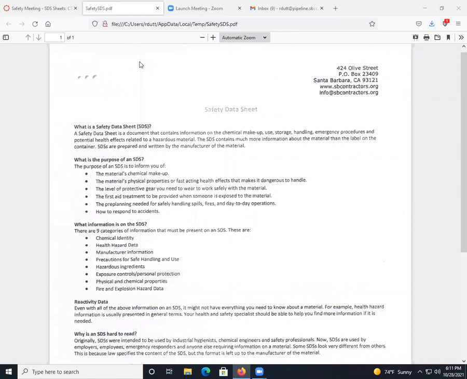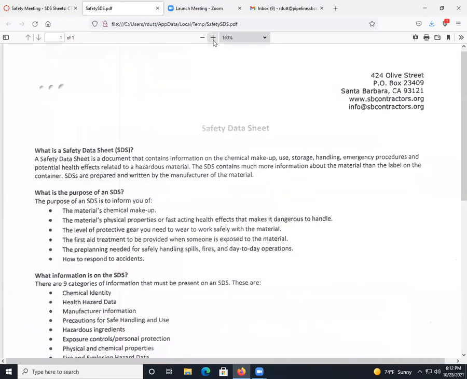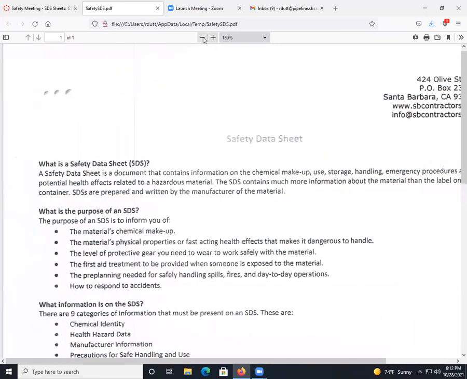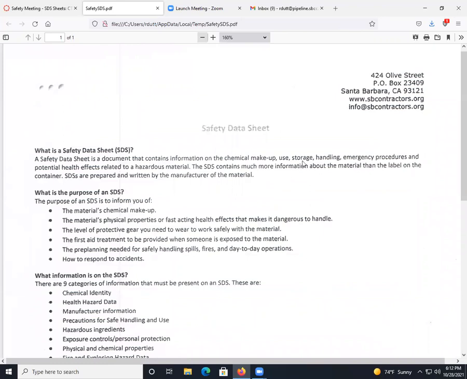All right, I'll read the beginning. So what is a safety data sheet? A safety data sheet is a document that contains information on the chemical state, chemical makeup, use, storage, handling, emergency procedures, and potential health effects related to a hazardous material. The SDS contains much more information about the material than the label on the container. SDSs are prepared and written by the manufacturer of the material.